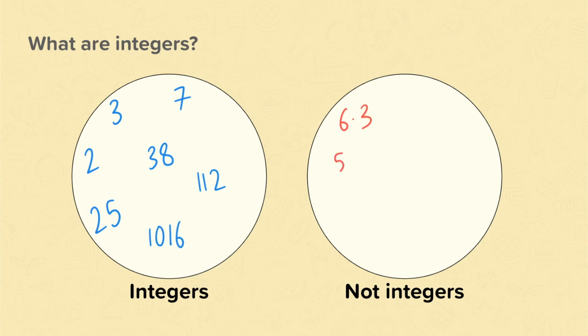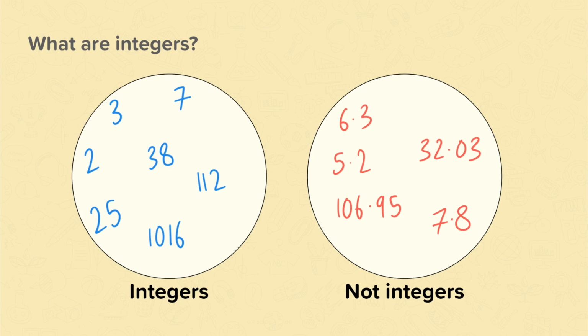6.3, 5.2, 106.95, 32.03, 7.8. Now, I reckon you've probably figured this out now, haven't you?